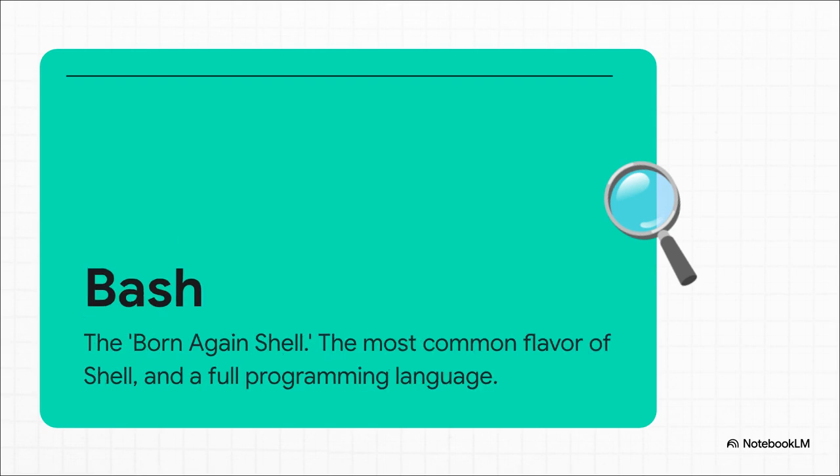Now, if the shell is the idea of an engine, then Bash is the most popular, most powerful model of that engine you can get. It stands for Born Again Shell, and it's so powerful that it's not just a command interpreter, it's a full-on programming language designed for automation.